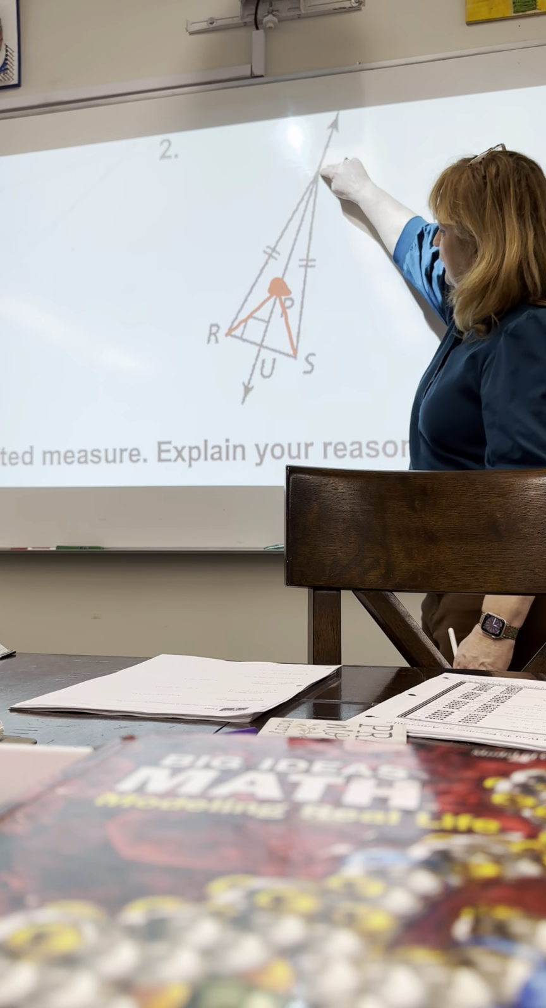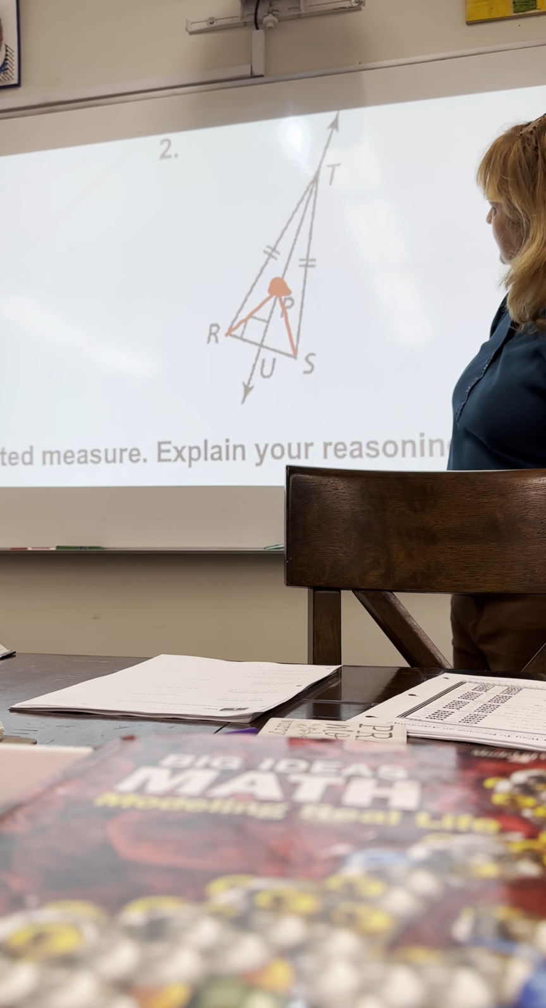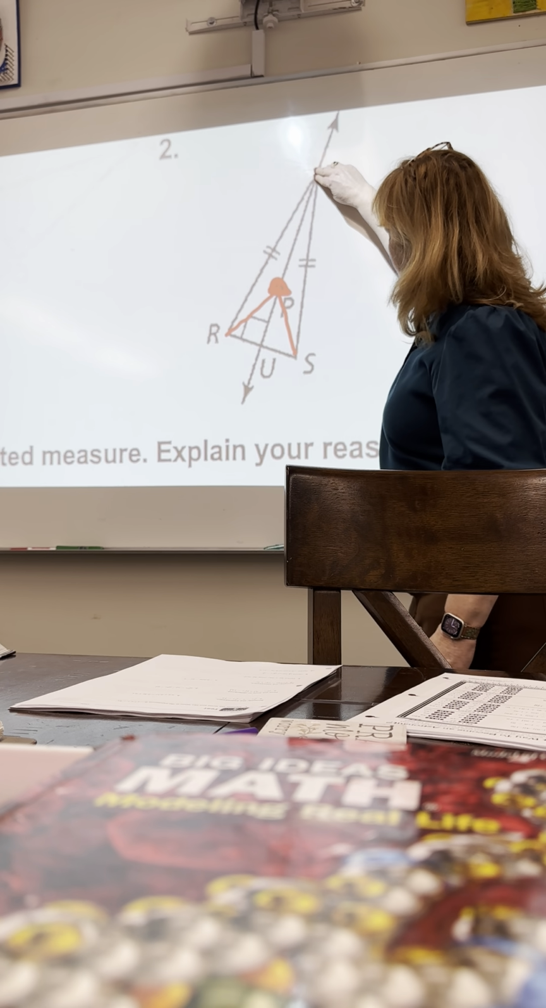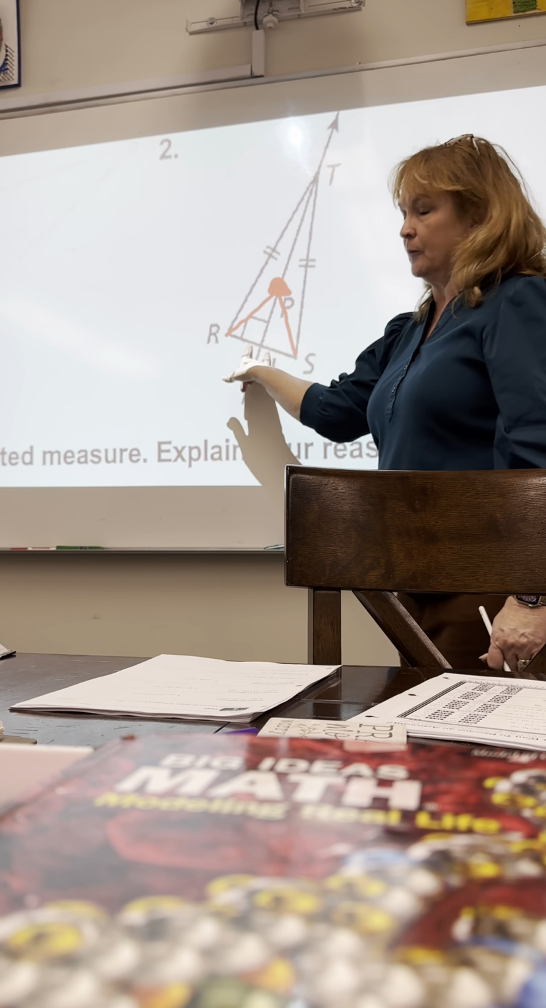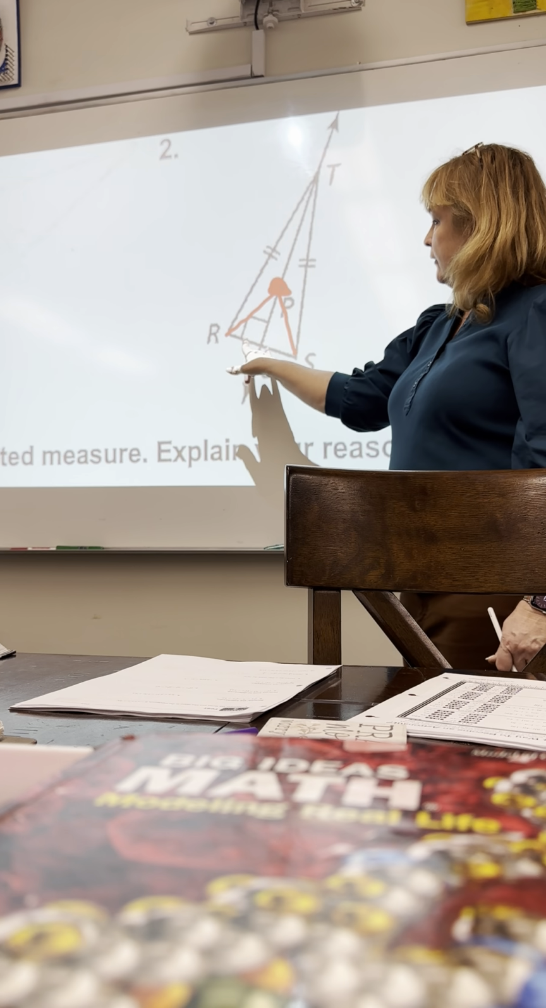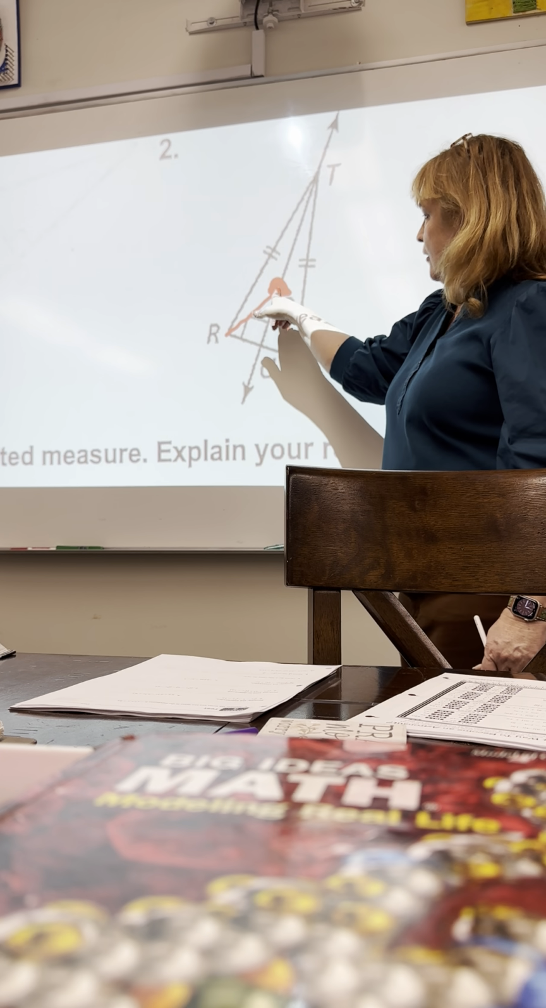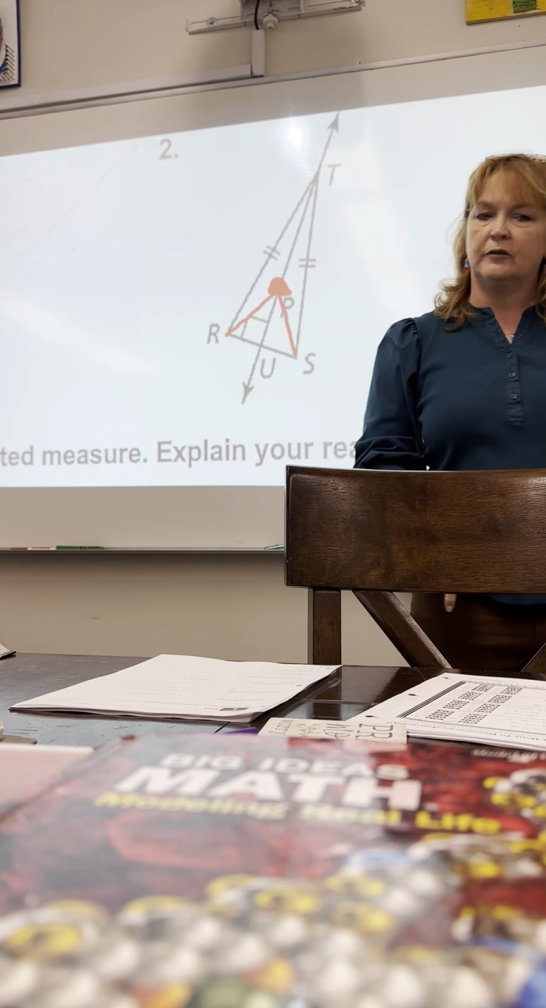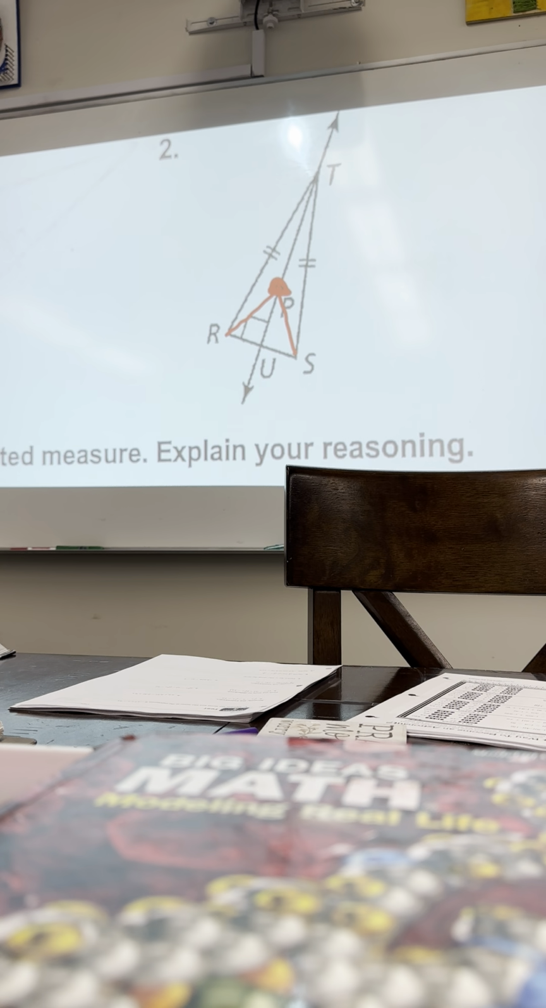TU is the perpendicular bisector, and P lies on UT. So if this makes this a perpendicular bisector, then we could say P lies on it. It does. So are we using the converse or the regular? We're using the converse, because the only thing we need to prove is the converse. T makes it true.